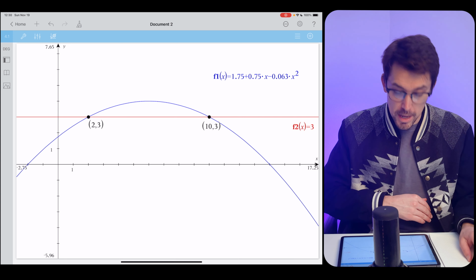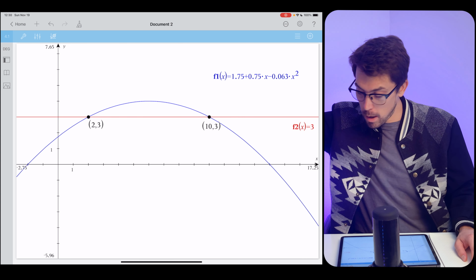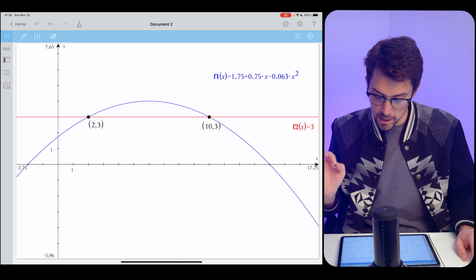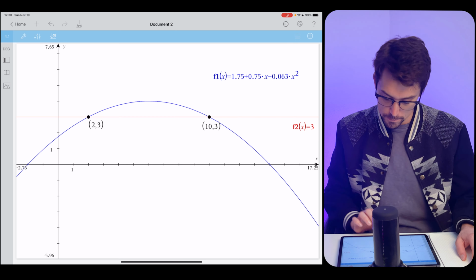Okay, so it's going to hit 3 meters after 2 seconds for the first time, and then it's going to go up, and then it's going to come down and reach a height of 3 meters above the ground after 10 seconds for the second time.